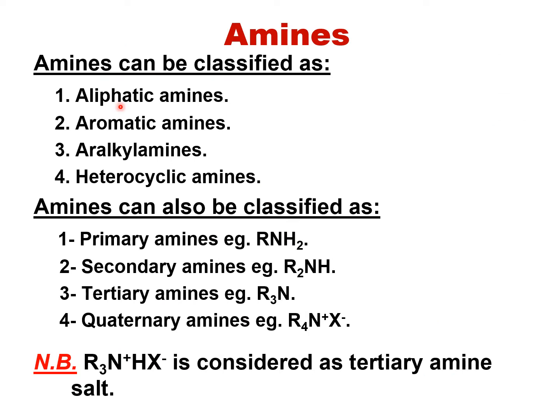So, as we mentioned, we have two classifications for the amines. As we said, aliphatic, aromatic, aralkyls, and heterocyclic. This is one type of classification. And the second type is the primary, secondary, tertiary, and quaternary amines, just as the carbons.